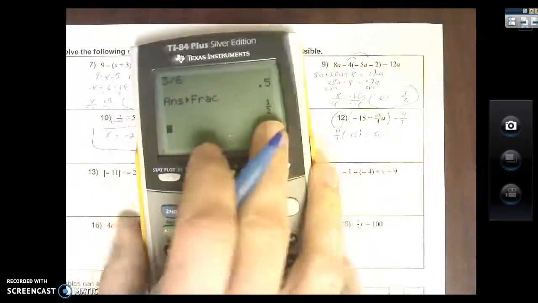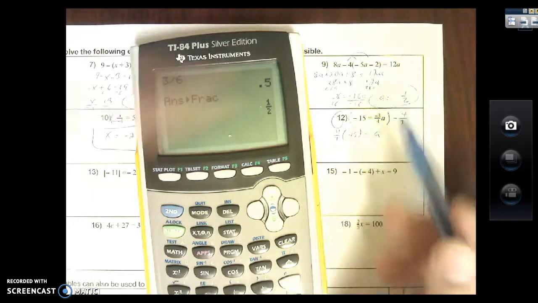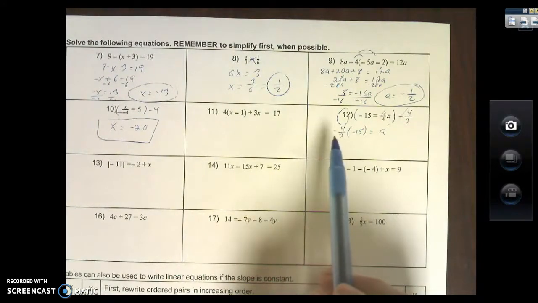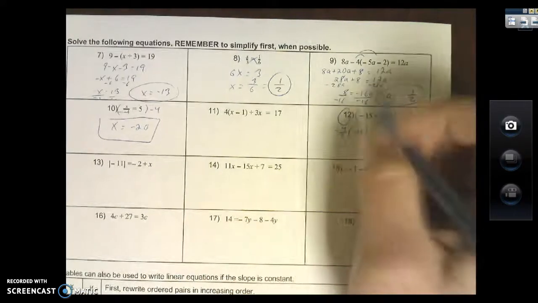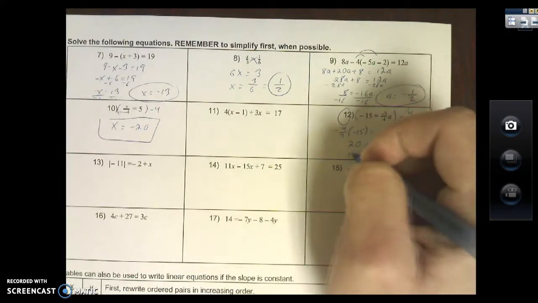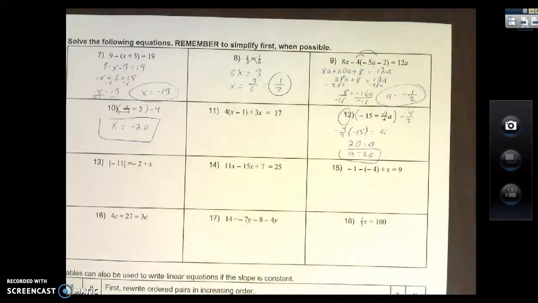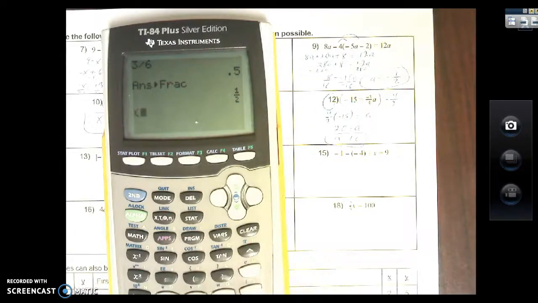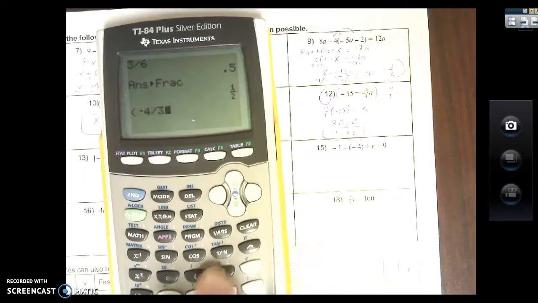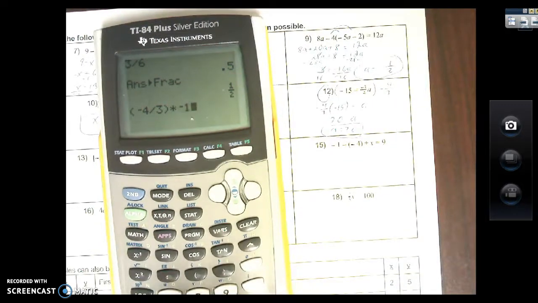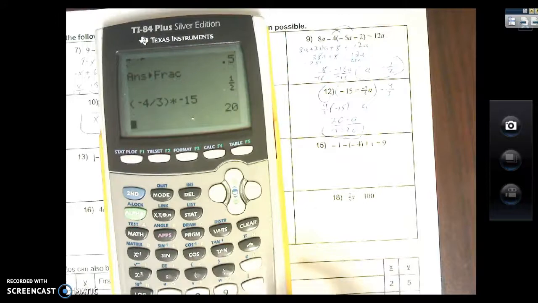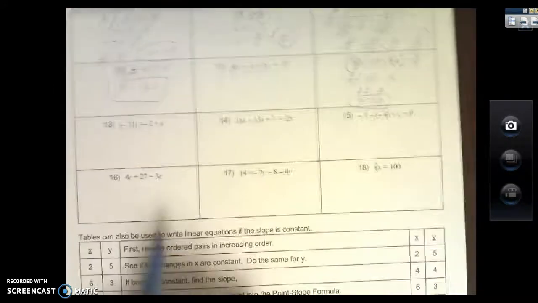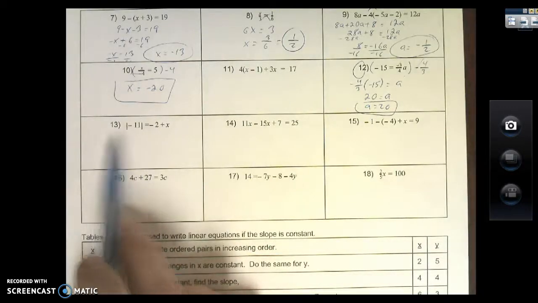Now, you can go ahead and do this. It's not that difficult. Negative 15 divided by 3 is negative 5, times negative 4 is 20. So a equals 20, no big deal. If that scares the life out of you, you can come here and do parentheses, negative 4 divided by 3 times negative 15. There's your answer, 20. I'd love for you guys to do that mentally, but if you need that little extra help, by all means.